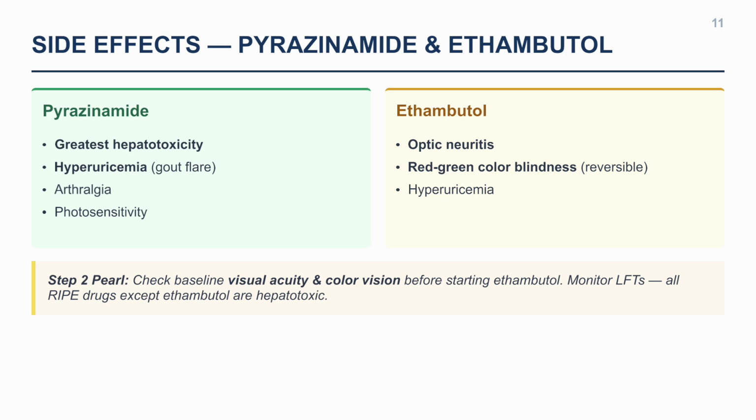Step 2 Pearl. Always check baseline visual acuity and color vision before starting ethambutol, and monitor it throughout therapy. Monitor liver function tests monthly for all patients on RIPE, since 3 of the 4 drugs are hepatotoxic.